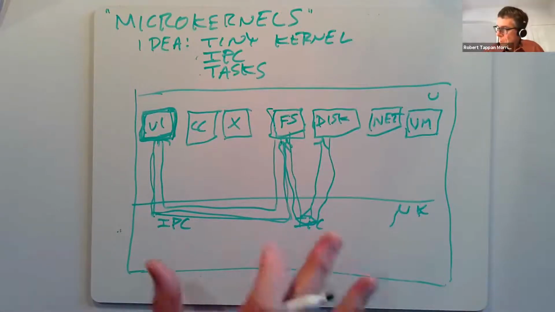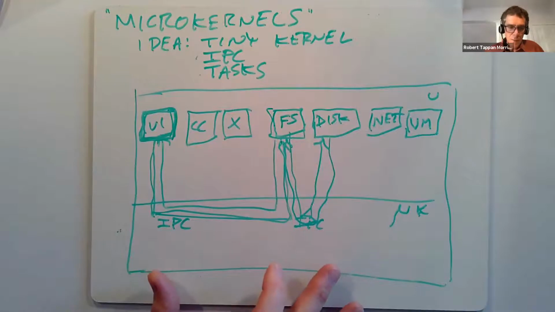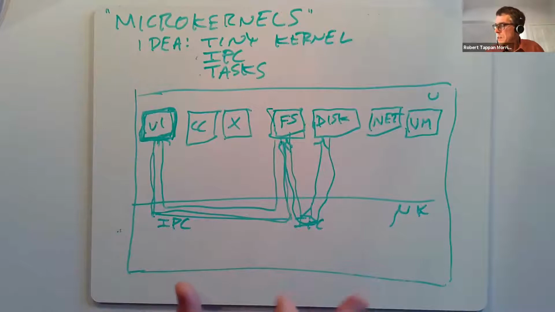Okay, so this is the basic architecture. I'm going to go on and talk about some reasons why this might be attractive. But first, are there any high-level questions about what I mean by microkernel?